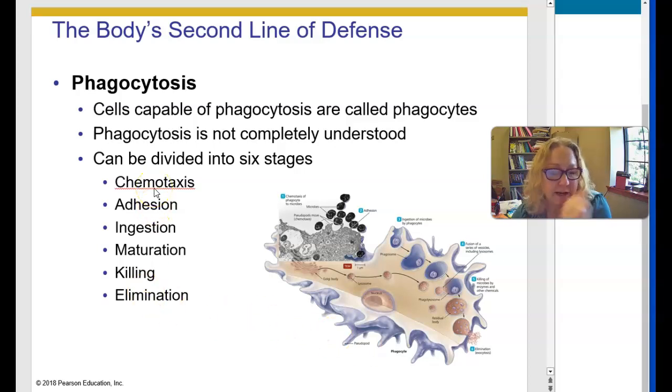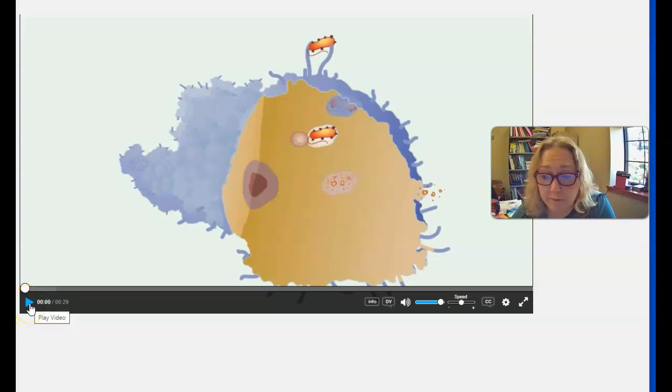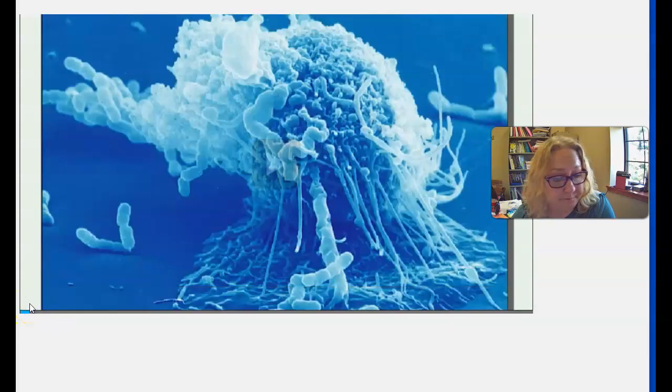Okay? So you've got chemotaxis, which tells it the way to go. You've got adhesion, which connects it. Then you have ingestion. Then you have maturation. Then you have basically the killing of the microbe here, and then you have elimination where it sticks it out. Okay, we're going to watch some videos on phagocytosis.